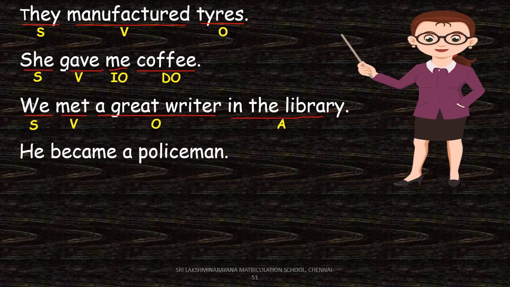Your next sentence, he became a policeman. Here, he is the subject and became is the verb. And what is this, a policeman, children? It is the complement. How do you say it's a complement? Because a policeman talks about the subject he. So the pattern for this sentence is SVC.